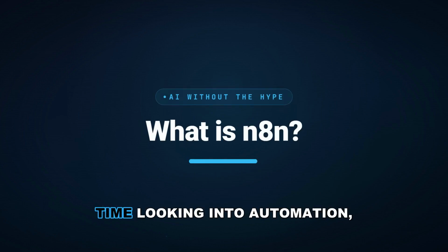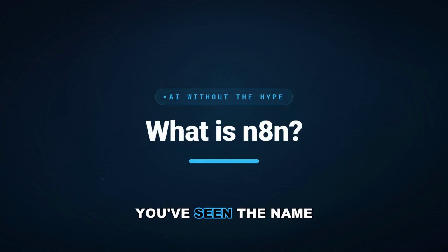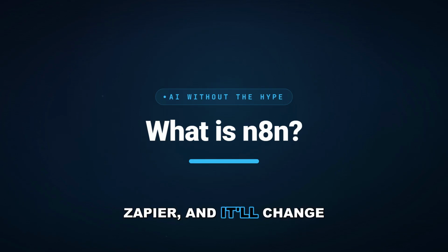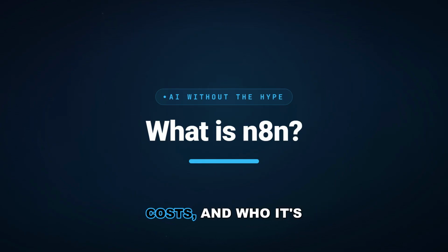If you've spent any time looking into automation, you've seen the name n8n, usually right next to a promise that it's free, it's better than Zapier, and it'll change how you work. So let's do the thing nobody does. Explain what it actually is, what it actually costs, and who it's actually wrong for.